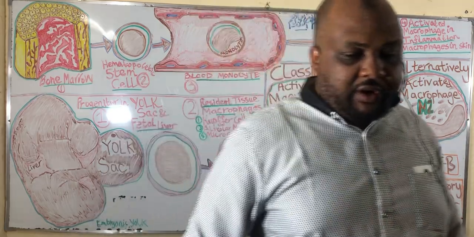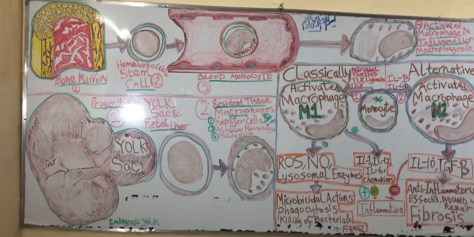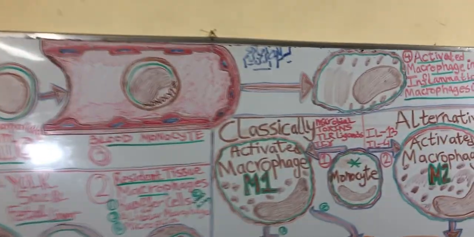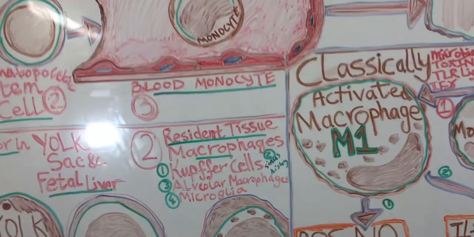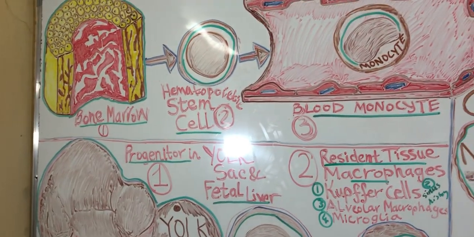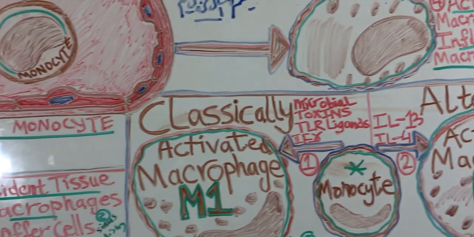So I'm just going to bring you to visualize the diagram closer. Okay, see the bone marrow, hematopoietic blood monocytes.